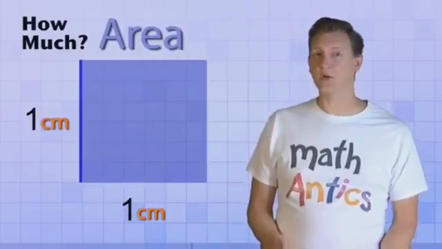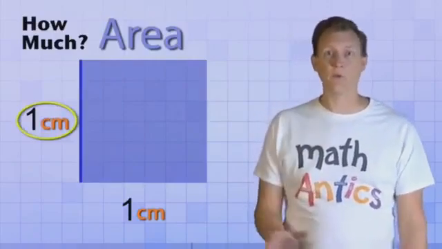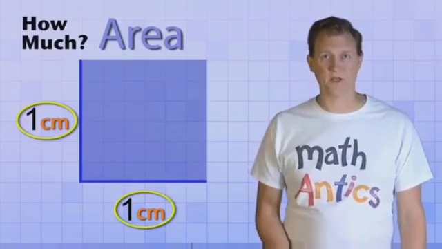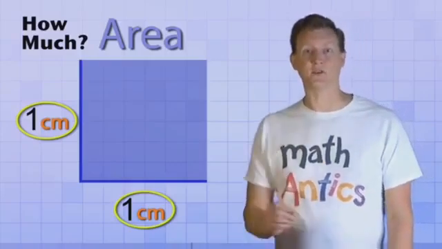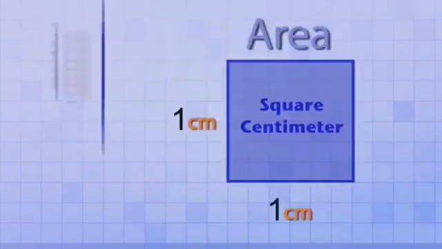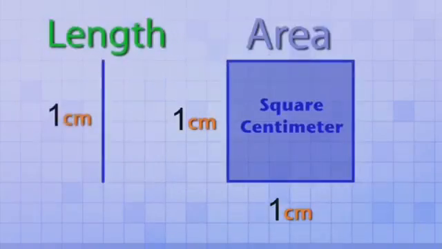Well, our original line was 1 centimeter long, and we moved it a distance of 1 centimeter, so we could say that this shape is a square centimeter. Just like a centimeter is a basic unit for measuring length, a square centimeter is a basic unit for measuring area. But there's other units for area too.